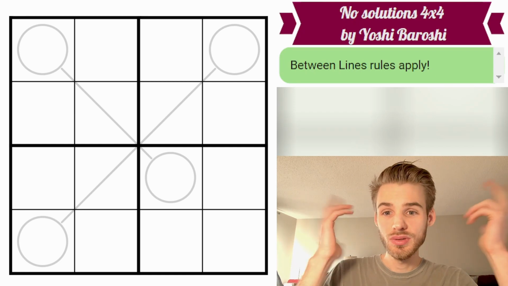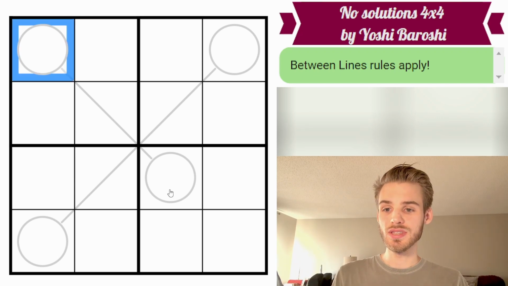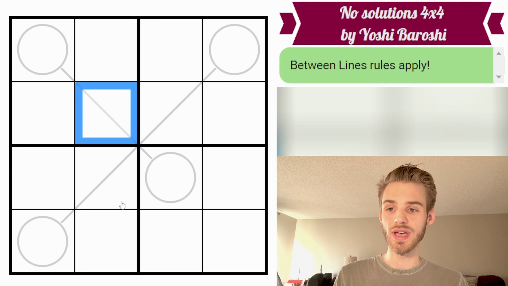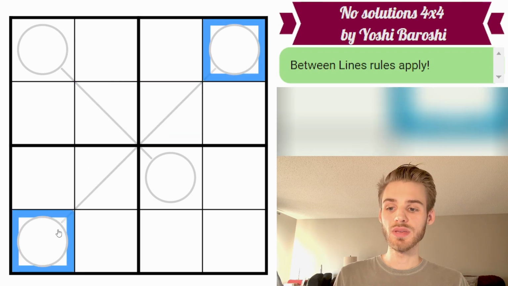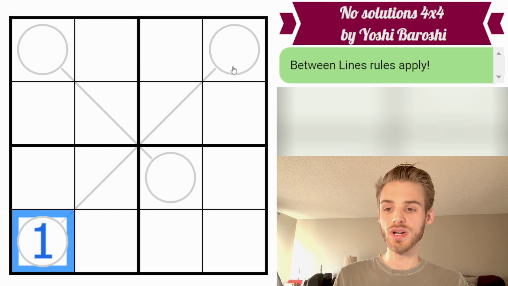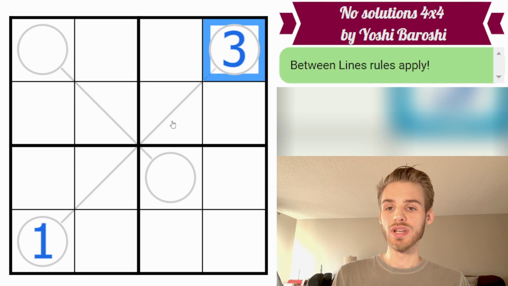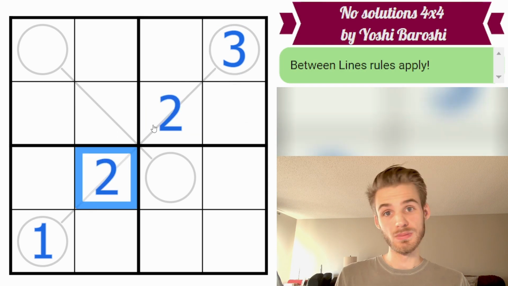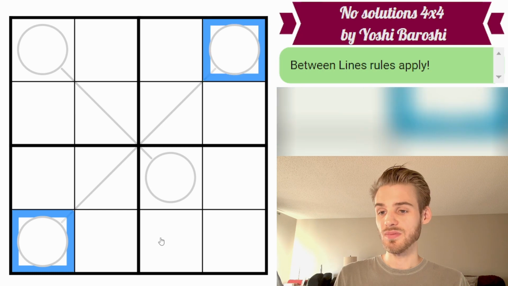So first of all, between lines you have to put the digit between these two circles on the line. So these two digits have to be strictly between these two digits. So if I put a 1 and a 4 in here, then these have to be 2 and 3, or I could do 1 and 3, and these would both have to be 2. The digits could repeat on the line, but of course, these could not be the same digit.